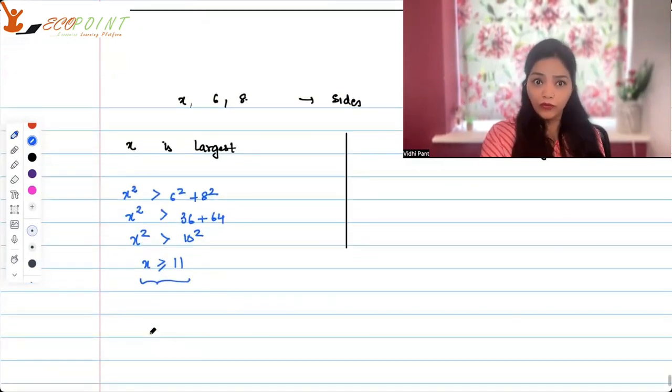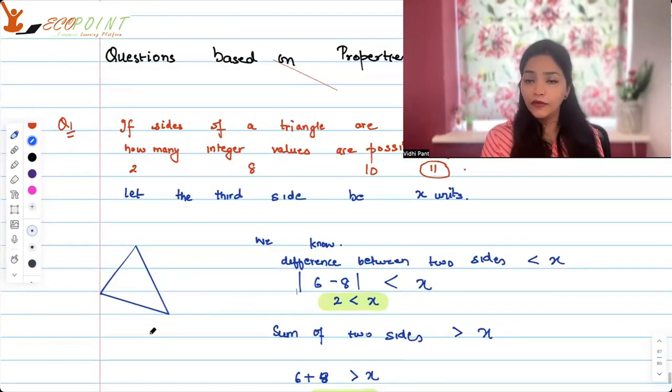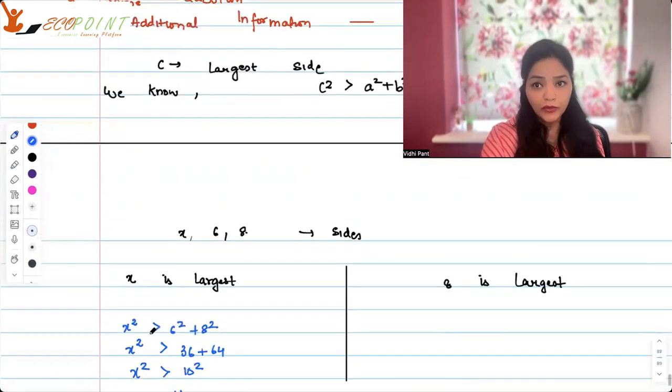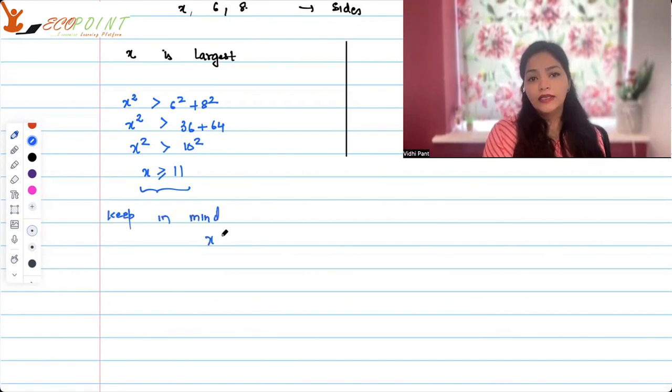Now we know from the previous case, this is for any kind of triangle. So it's true for even obtuse angle triangle. So keep in mind that x is between 2 and 14. So from this case, we get x can take values 11, 12, 13.